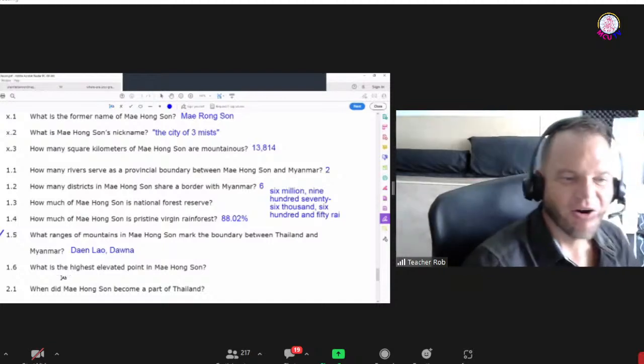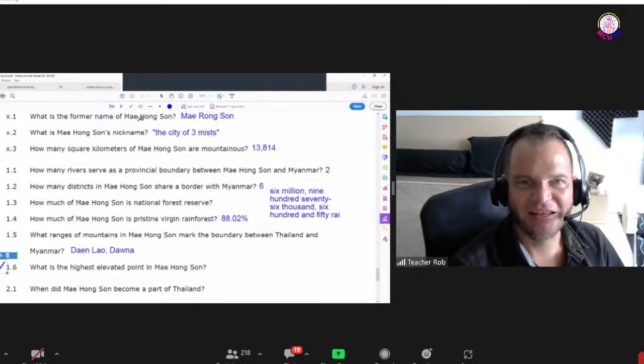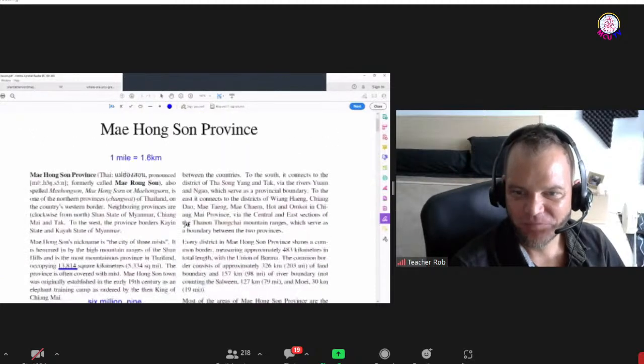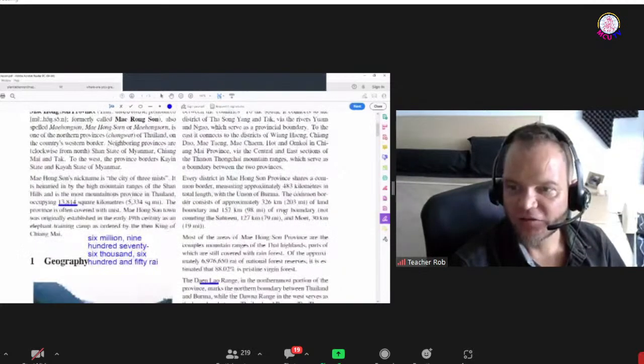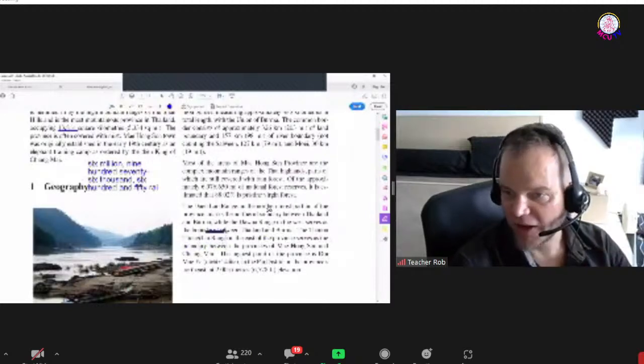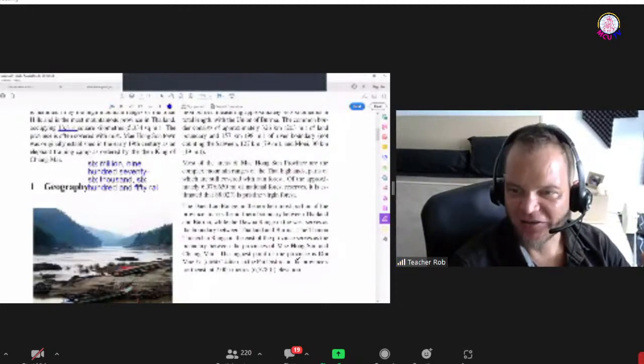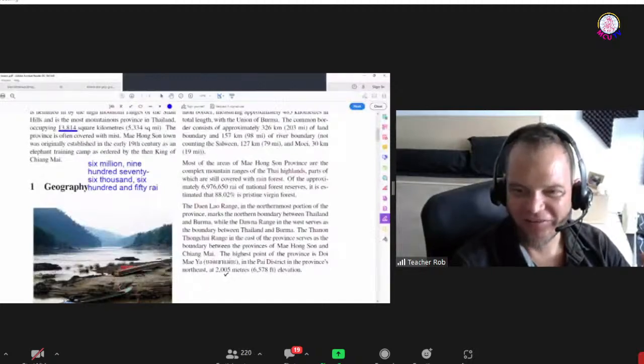So good. Now let's look for this next one, the last one from this section. What is the highest elevated point in the province? Okay, so I'll go back up here. Then it says the Tanan Tung Chai Range in the east of the province serves as the boundary between the provinces of Mae Hong Son and Chiang Mai. Finally, it says the highest point in the province is Doi Mae Ya in the Pai district in the province's northeast at 2,005 meters elevation.